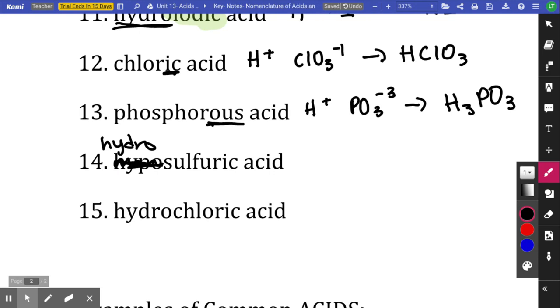All right. So let's go ahead and name that one. It starts with hydro. So I'll probably fix that on y'all's notes, so you probably won't even see this. So it starts with hydro, so hydrosulfuric acid.